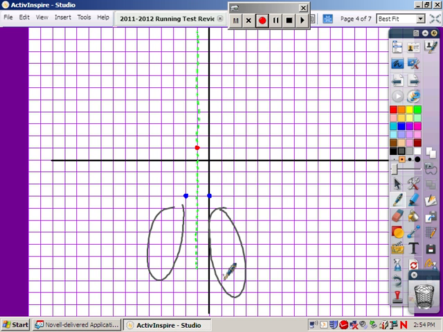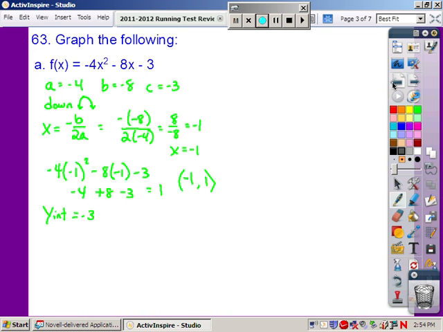So then I'm trying to figure out where it goes down here. I'm just sort of taking a guess on what I think the point would be, but I'm going to use x as 1. So I'm going to go back over here, and I'm just going to say, if x is 1, then I'm going to put it into this equation and see what happens. So it's negative 4 times 1 squared minus 8 times 1 minus 3. So let's see what I get here.